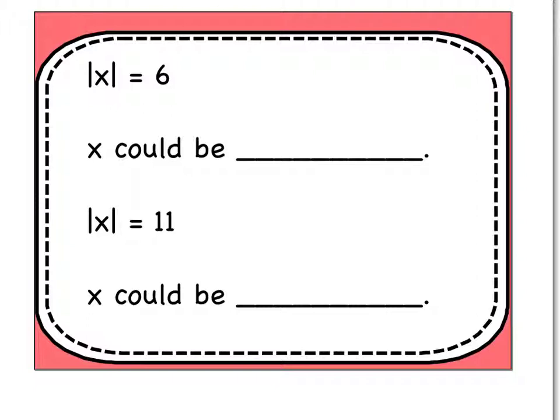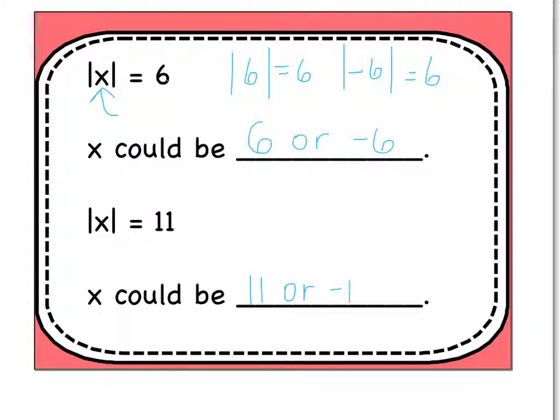So this is asking us what number is a distance of 6 from 0. So our two options would be 6 or negative 6. And to check, does 6 have a distance away of 6 from 0? Absolutely. And does negative 6 also have a distance of 6? Absolutely. So we know we can substitute it in and check to see that it works. The next one, we could have 11 or negative 11, because 11 is 11 units away from 0, and negative 11 is 11 units away from 0.